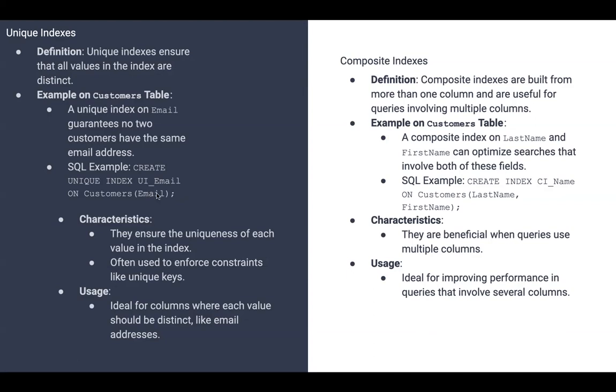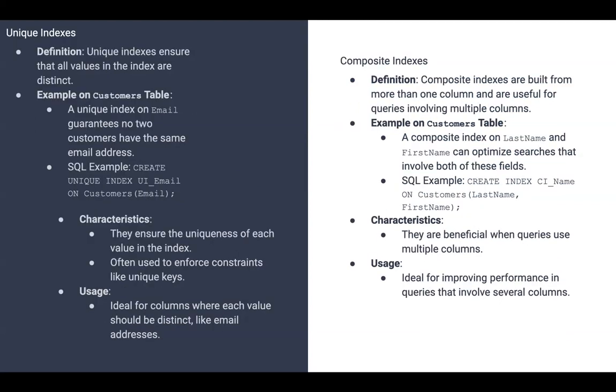It will ensure the uniqueness of each value in the index, and they are often used to enforce constraints like unique keys. So these are basically ideal for columns where each value should be distinct, like email addresses. As we can see, it is a little bit similar to a clustered index. So what is the actual difference between a clustered index and a unique index?